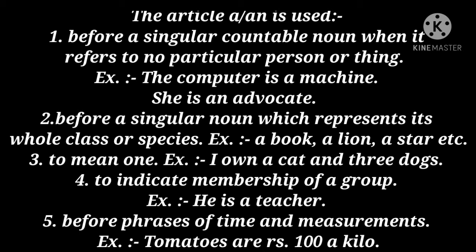Fifth, before phrases of time and measurements. Okay, for example, tomatoes are rupees 100 a kilo. So in this example, we are talking about measurements, like tomatoes are rupees 100 per kilogram.